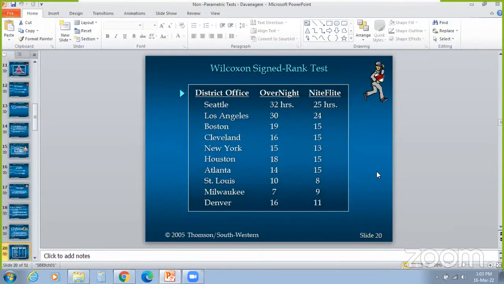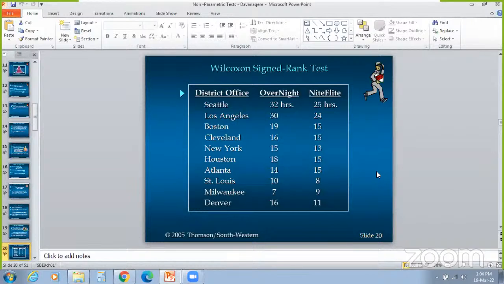This is the number of hours taken by the two services. One is named overnight service, the other night flight service. These are the two companies, and the numerical values are the hours taken by these companies to serve these districts. For example, the overnight service takes 32 hours to reach Seattle, whereas the night flight takes 25 hours. So there is a difference in the services of these two companies. Then the firm has to decide whether to select the overnight company or the night flight company to provide services at the district level.